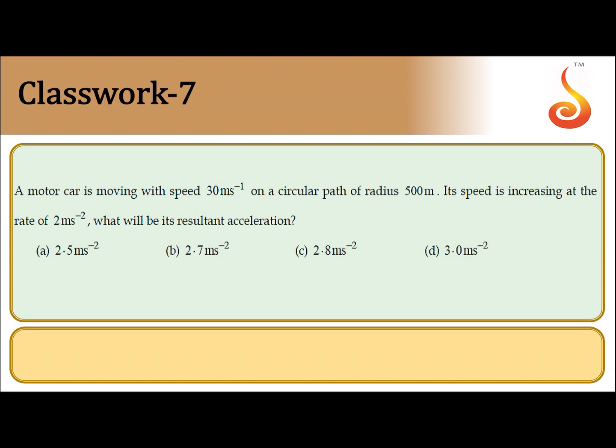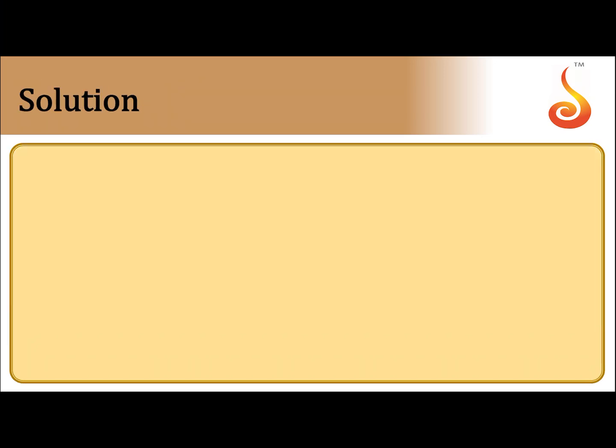Example number 7. A motor car is moving at a speed of 30 meter per second on a circular path of radius 500 meter. Its speed is increasing at a rate of 2 meter per second square. What is its resultant acceleration? Okay. So, this is the arrangement.